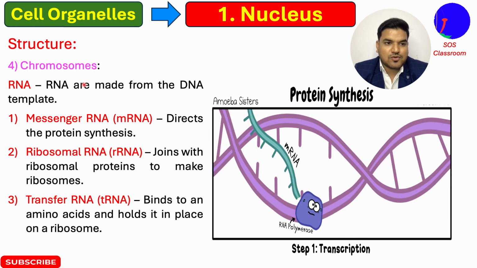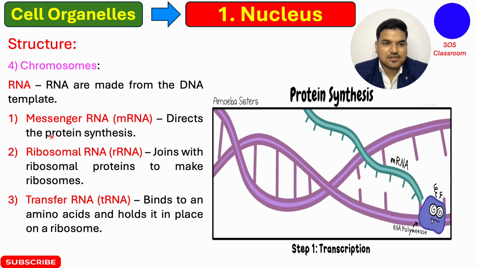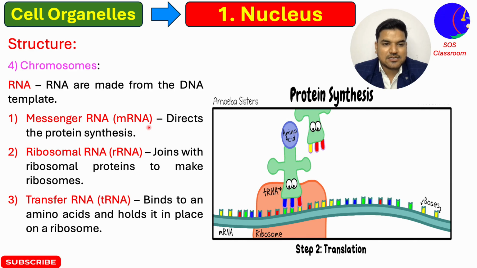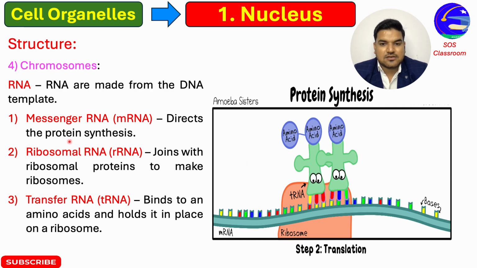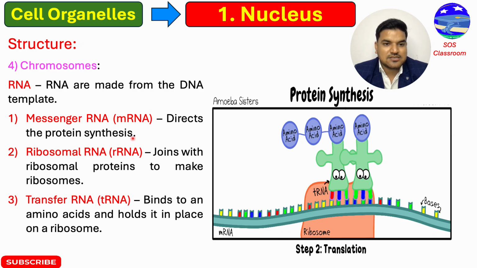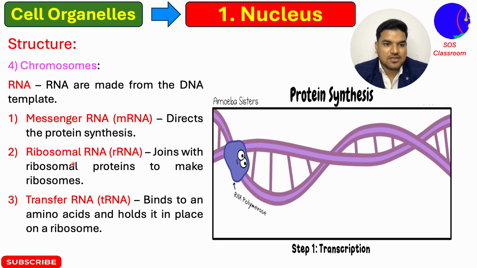Next is the RNA. Chromosomes have RNA. RNAs are made from the DNA templates. For example, messenger RNA, in short mRNA, directs protein synthesis. Means mRNA gives the direction for protein synthesis. It means the start of protein synthesis is the message given by the messenger RNA.